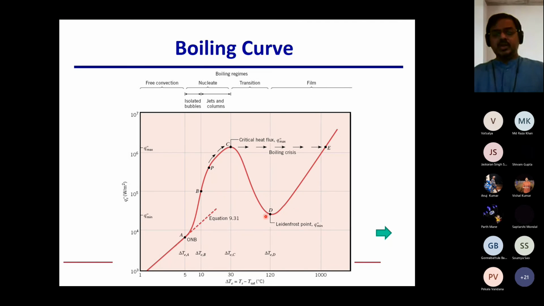The lowest point is called the Leidenfrost point. Over here, the point D is called the Leidenfrost point, after the person who studied this quite a bit. I'll come back and give you an example of what is the Leidenfrost point.